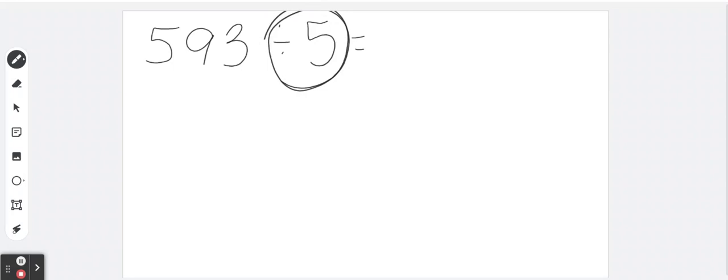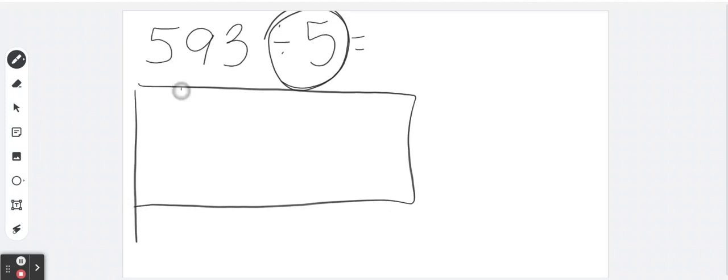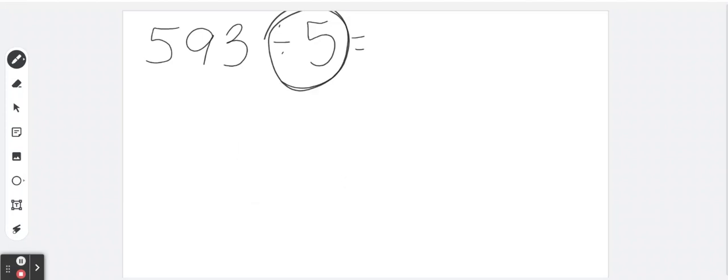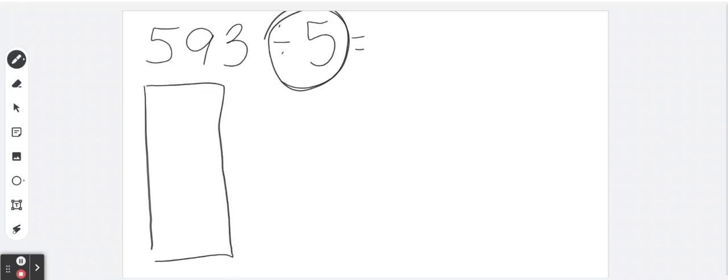Now I have 2 options here. Option 1 is I draw out my 5 boxes, 1 group, 2 group, 3 group, 4 group, 5 group, and I can absolutely do that. But I'm to a point where I'm just going to draw 1 box because I know all 5 boxes are going to be the same thing. So now I have my 593.